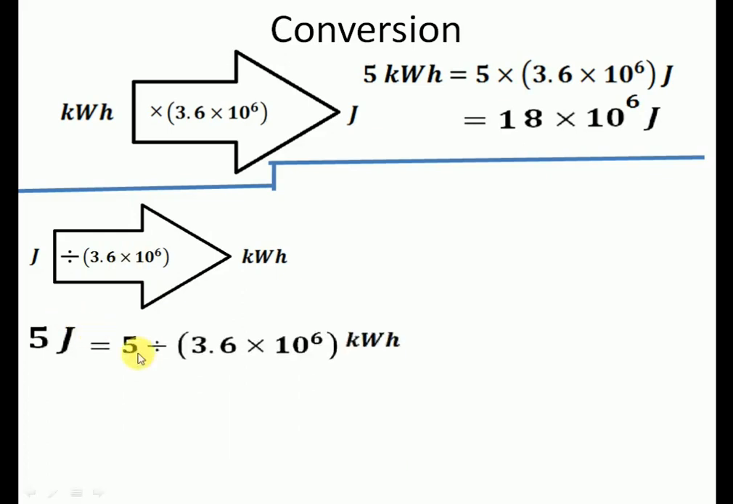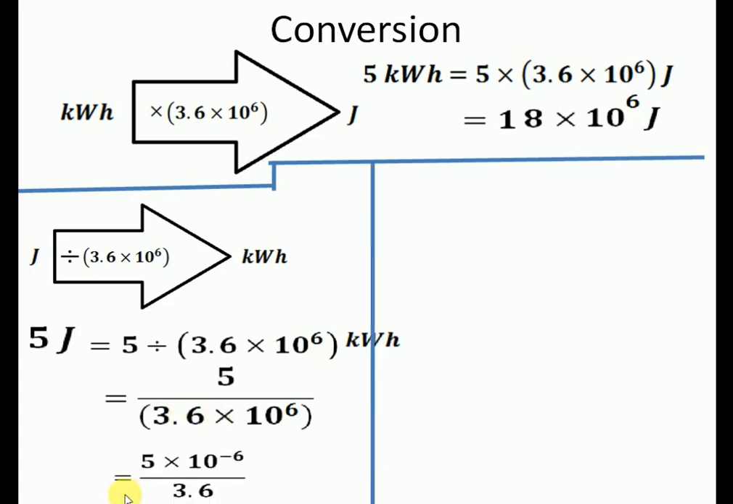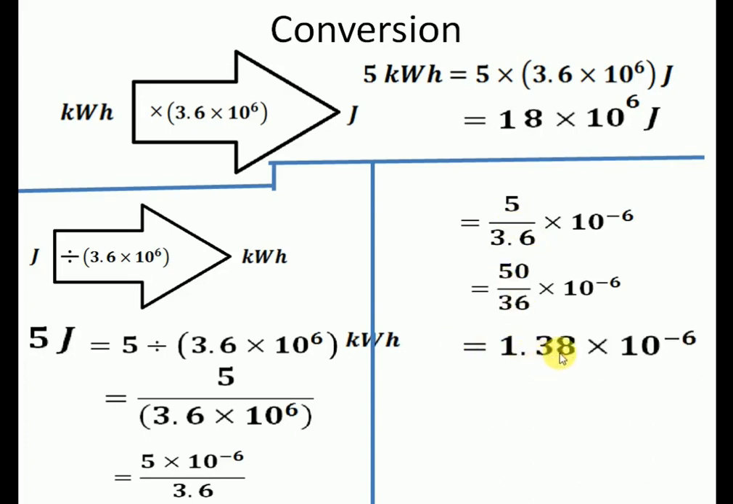5 joule is equal to 5 divided by 3.6 into 10 to the power 6 kilowatt hour. So I'm dividing. When you divide this, you will get 5 into 10 to the power minus 6, as the 10 to the power 6 will go up, divided by 3.6. And if you divide 5 by 3.6, you will get 1.38 into 10 to the power minus 6. So 5 joules is equal to 1.38 into 10 to the power minus 6 kilowatt hour.